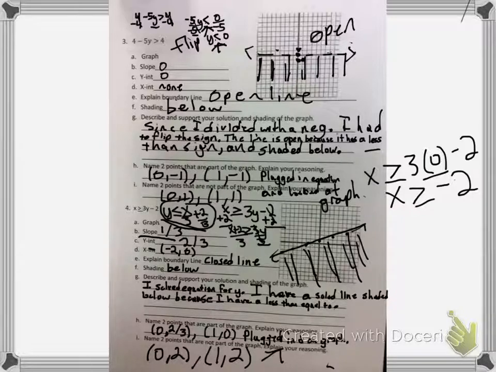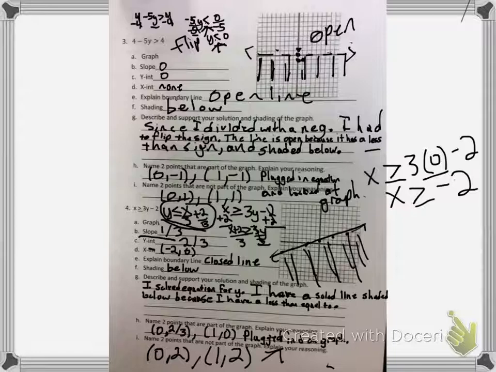I solved the equation for y. I have a solid line shaded below because I have a less than or equal to sign. Name points that are part of the graph. (0, 2/3) is part of the graph because it's my y-intercept, and my graph is solid and it's on my line. (1, 0).